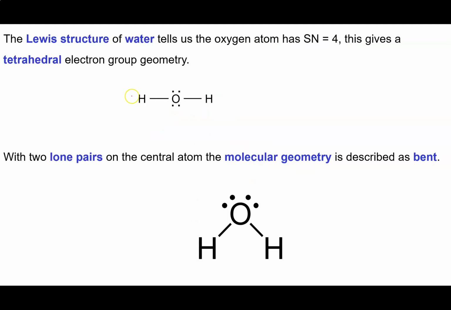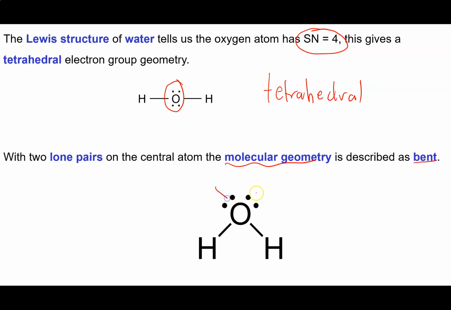Okay, so now we're continuing looking at steric number equals 4 molecules, but this time we're going to look at water, and water is interesting because we've got 2 of our electron groups being lone pairs on our central atom. And so when we have a molecule where we've got steric number equals 4, the electron group geometry will be tetrahedral. But because we've got lone pairs, the molecular geometry will have a different name. In this case, we've got 2 lone pairs, so we call it bent or angular.